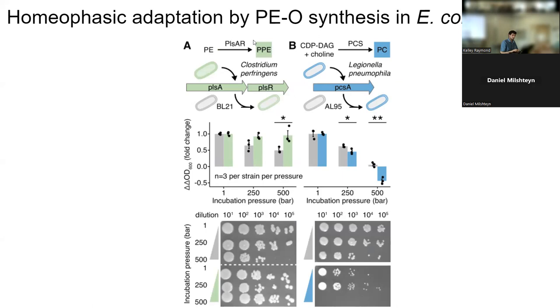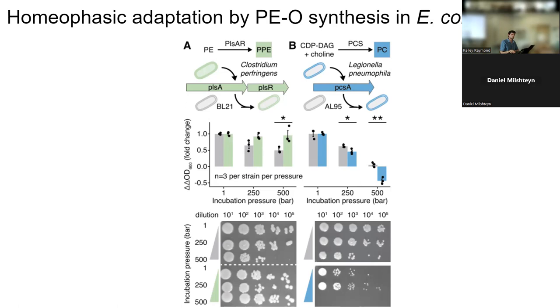And essentially what we found is that the E. coli that just had an empty vector, that are unable to make these plasmalogens, when you increase pressure and grow them under pressure, they essentially are not able to grow as well. But the strains that are able to make plasmalogens, their growth is almost preserved completely. So they're still able to grow fine under pressure. So we do think that just the ability to make plasmalogens, these lipids with ether bonds, is in some way helping the organisms grow and survive under high pressure environments.